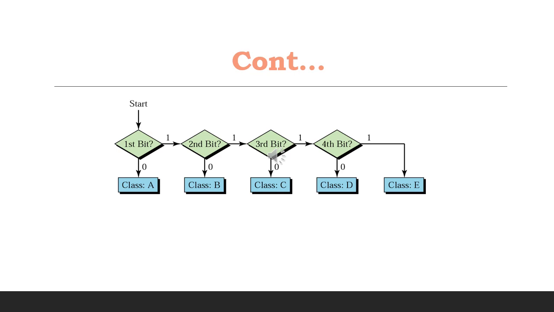Now this is a flow chart to identify which class a particular address belongs to. If the first bit is 0, it's class A. But if the first bit is 1 and the second bit is 0, then it's class B. If the first bit is 1, the second bit is 1, and the third bit is 0, then class C. If the first, second, and third bits are 1 and the fourth bit is 0, then it's class D. And if the fourth bit is also not 0, then ultimately it's class E.